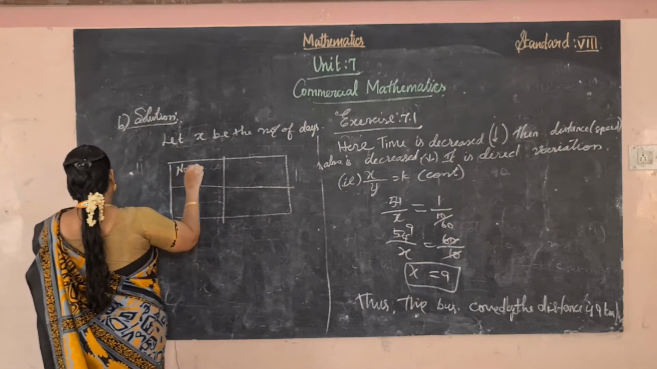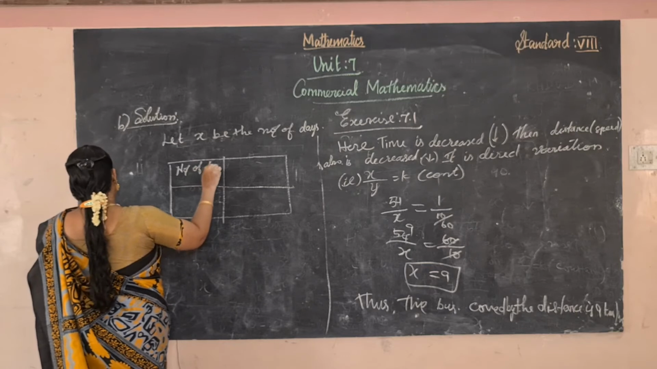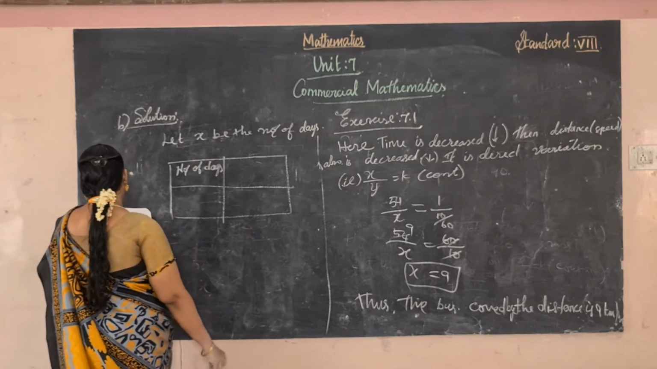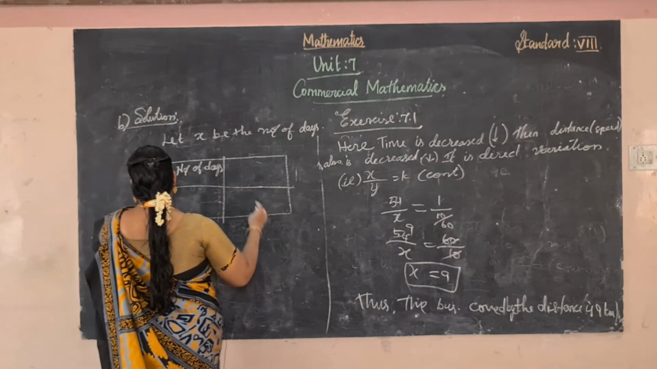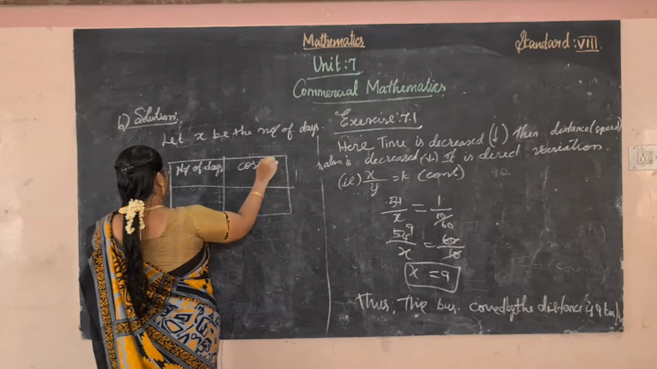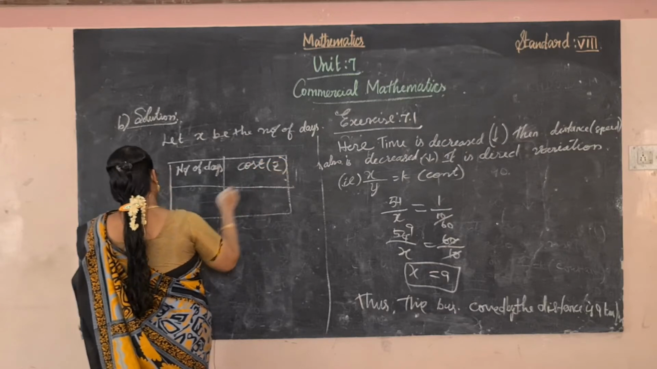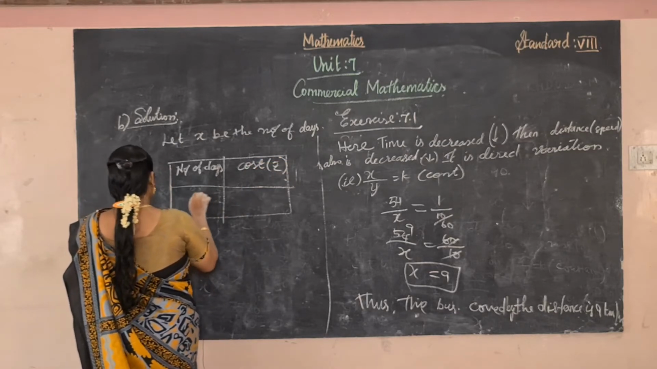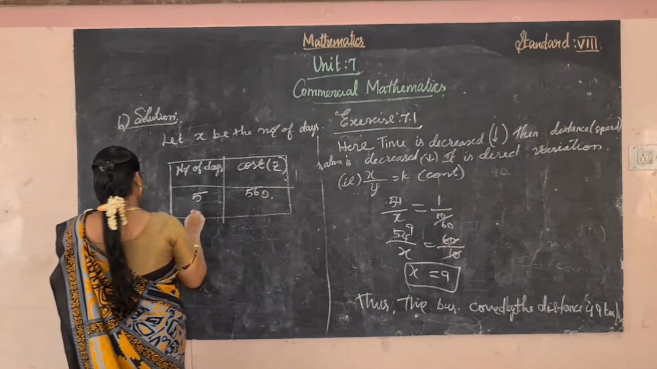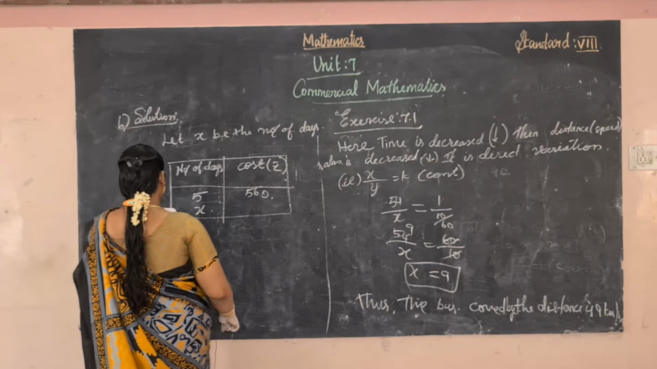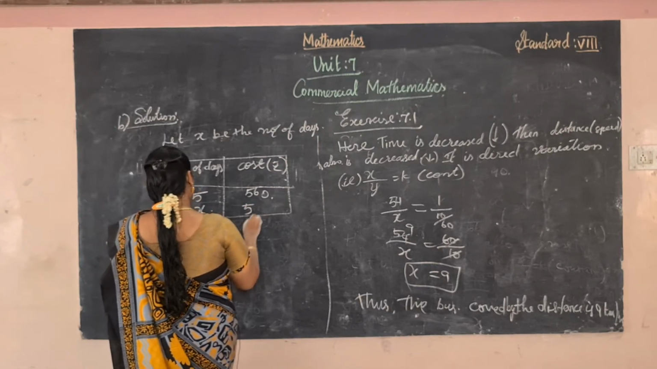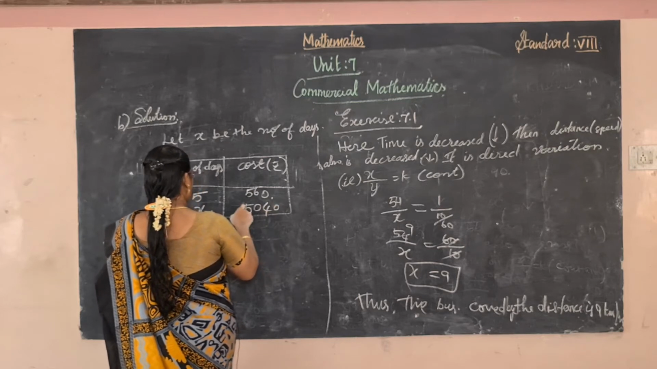Number of days, cost in rupees. So how many days? 5 days, 560 rupees, and then we don't know the number of days, and then 5040 rupees.